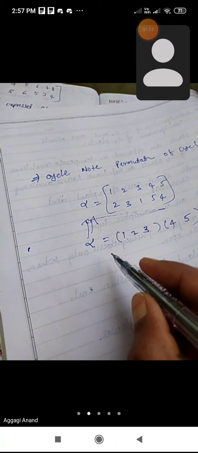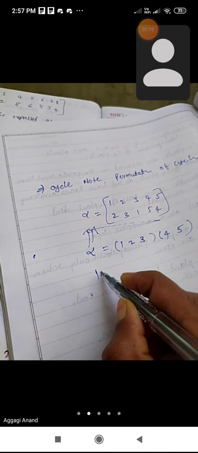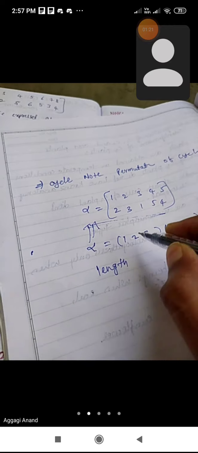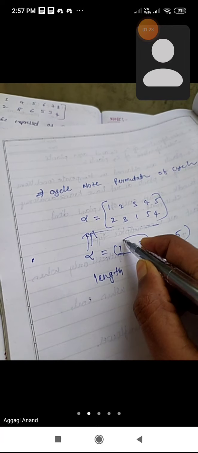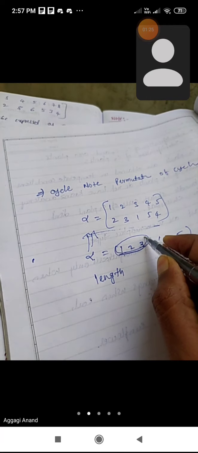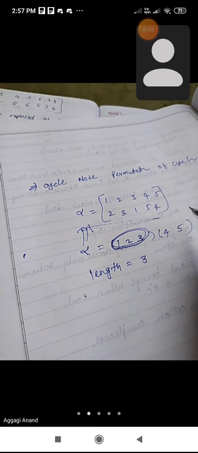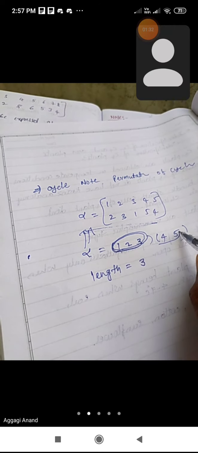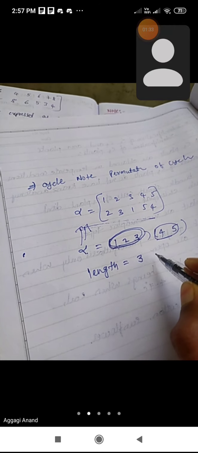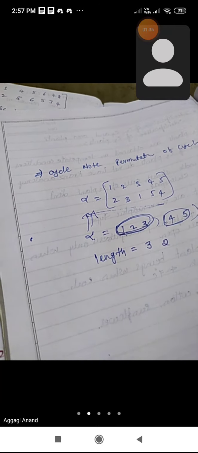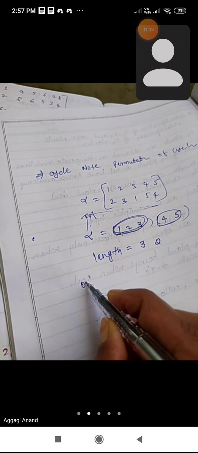And what is the length? Suppose this is the cyclic. What is the length of this cyclic? It is 3. And what is the length of this cyclic? It is 2.